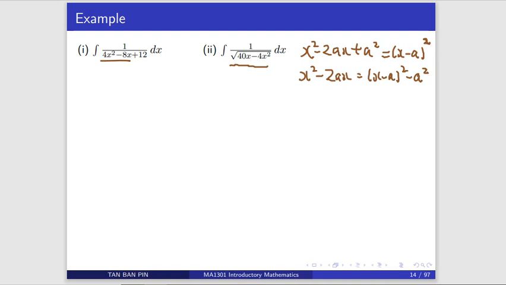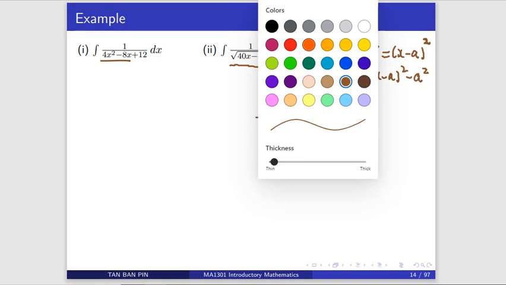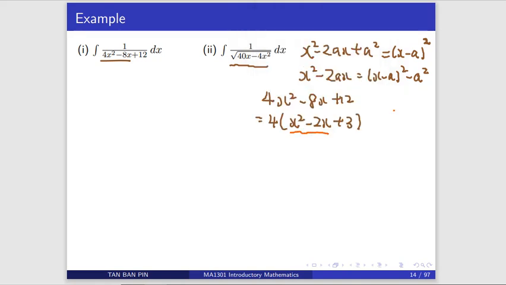So for the given question part 1, you are given 4x squared minus 8x plus 12. The first step is to take out a 4, and you get x squared minus 2x plus 3. And we will focus on x squared minus 2x. If you have x squared minus 2x, you can compare with what you have here. So this one you should write as x minus 1 squared minus 1 squared.